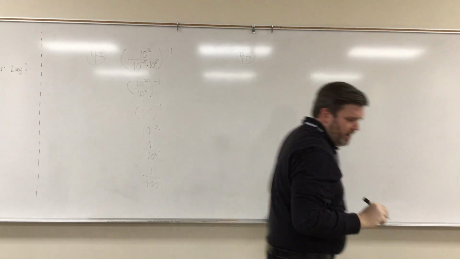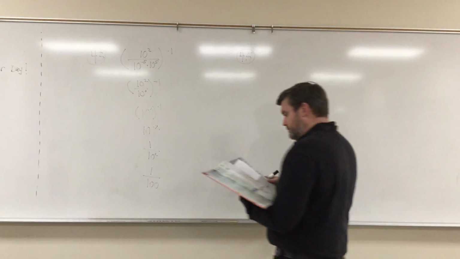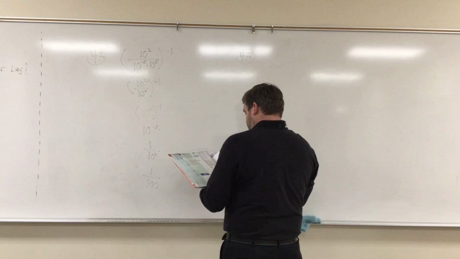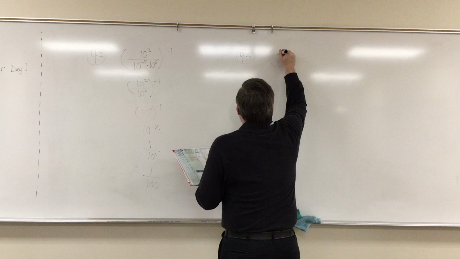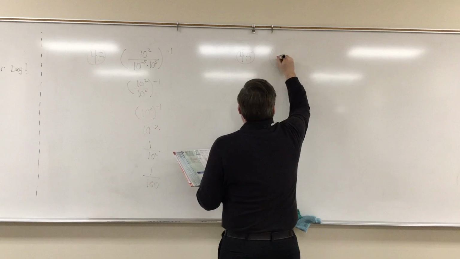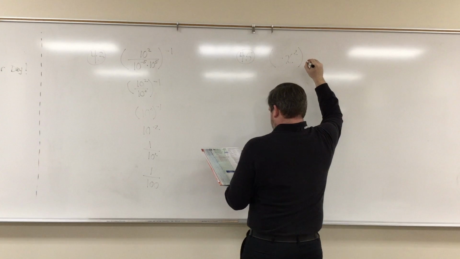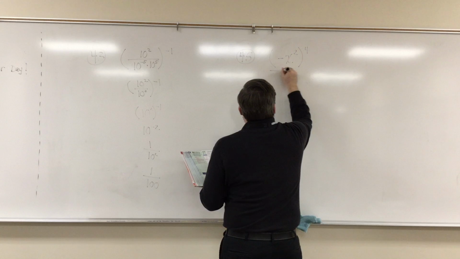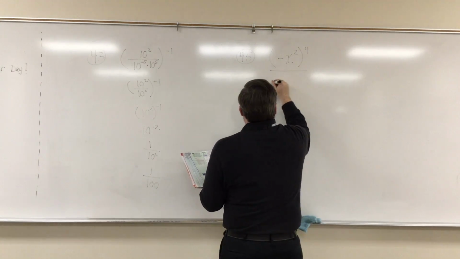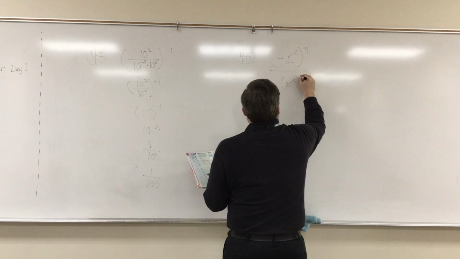All right, 45. Okay, we got all sorts of stuff going on here. We have negative x squared, and then that's raised to the 4th power over the negative of x squared to the 4th power.